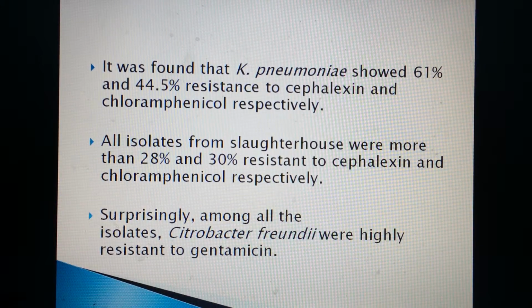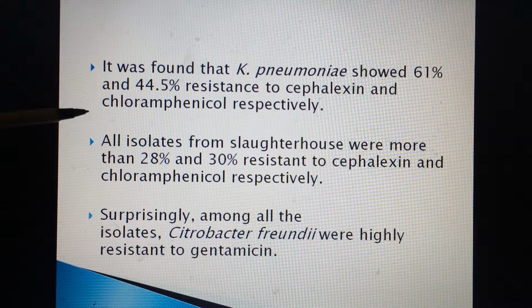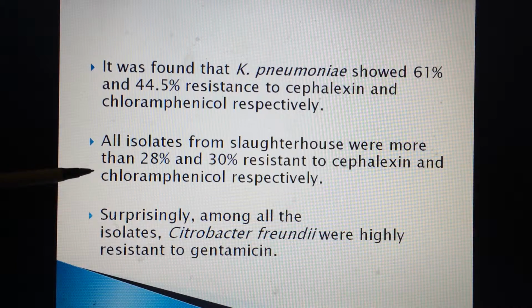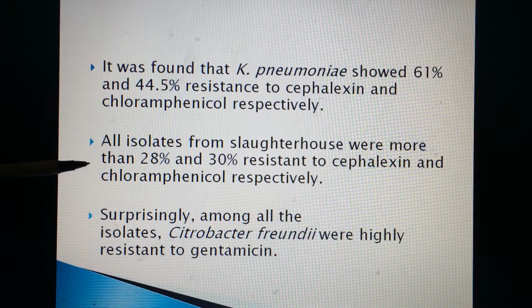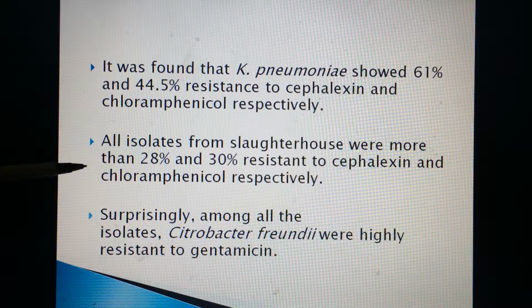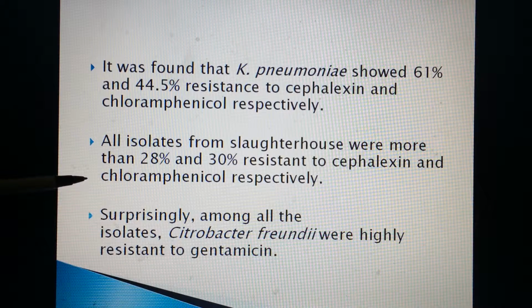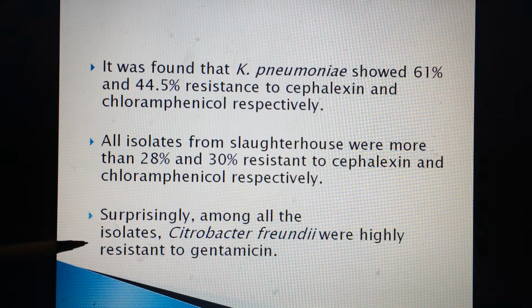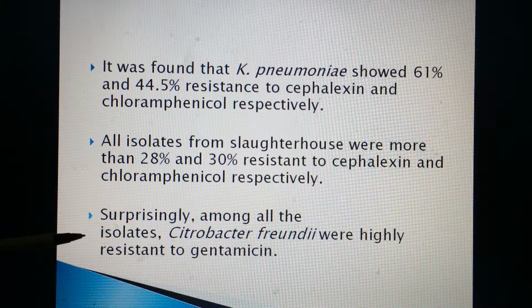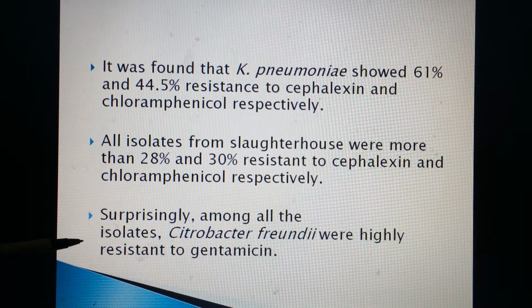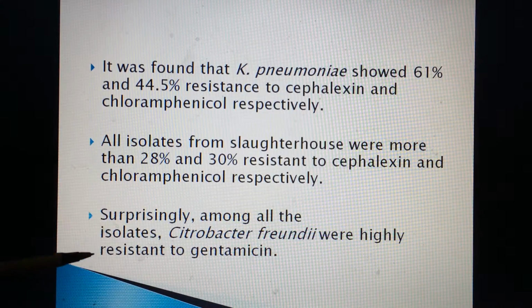It was found that Klebsiella pneumoniae showed 61% and 44.5% resistance to cefalexin and chloramphenicol respectively. All isolates from slaughterhouse showed more than 28% and 30% resistance to cefalexin and chloramphenicol respectively. Surprisingly, among all the isolates, Citrobacter freundii were highly resistant to gentamicin.